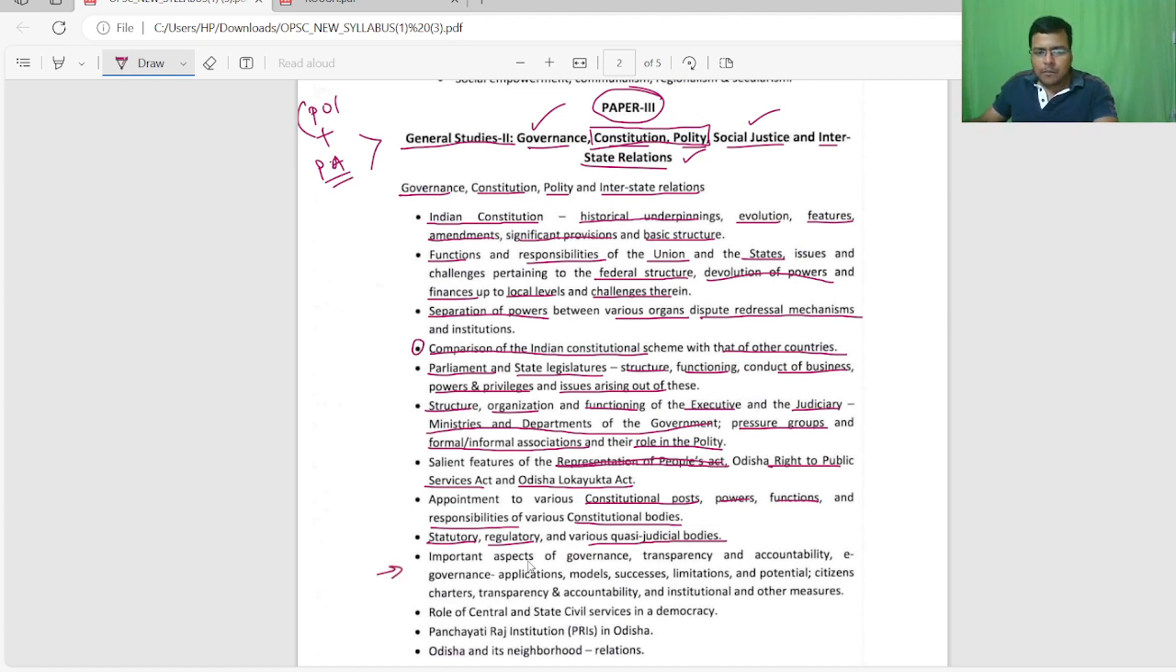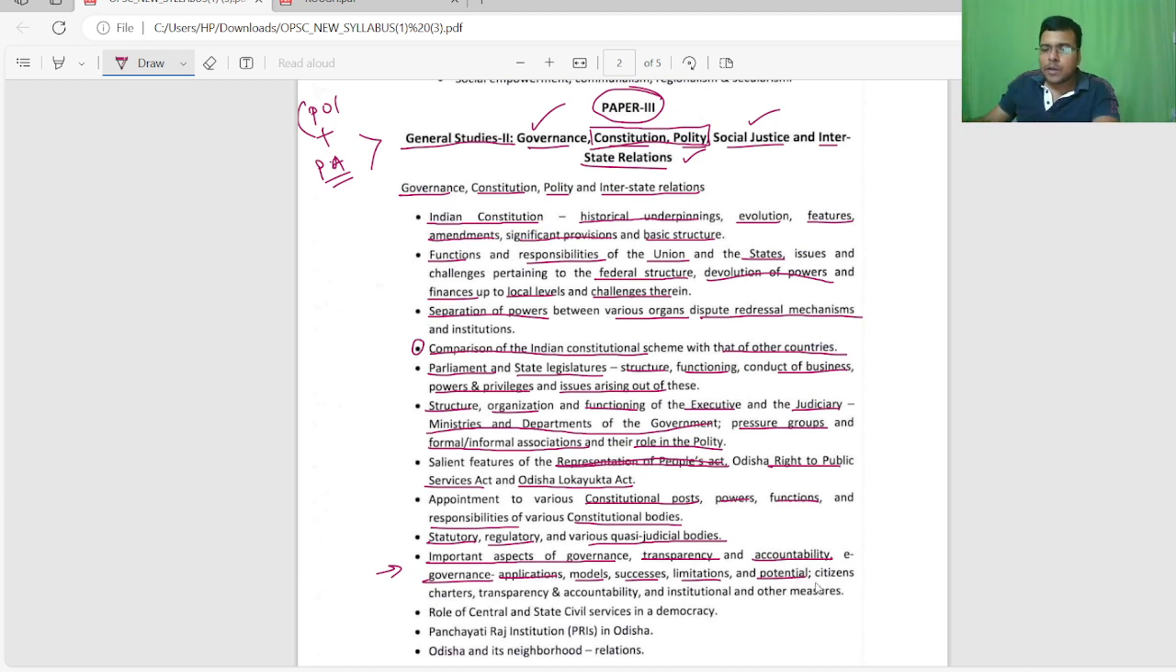Yes. Important aspects of governance: transparency, accountability, public administration. E-governance, application of e-governance, model, success, what are the limitations and potential. Here you need to write what steps both the central government and the Odisha government take to ensure transparency in governance and enforce accountability. Here the Second ARC also comes. Here Mo Sarkar and 5T also come. And what are the limitations and what is the potential.